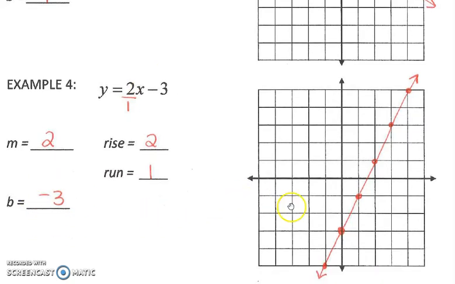And then what you do to draw is put negative 3 here. And then you're going to do 2 over 1, put a dot, 2 over 1, put a dot, rise over run, put a dot. And once you have dots, you can connect and extend and make a line. So this is the graph for this one. And you can check it on the calculator to see if your answer is good.